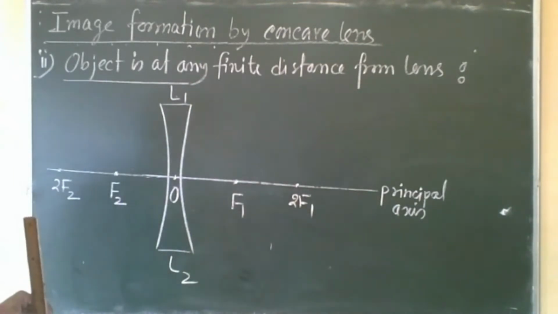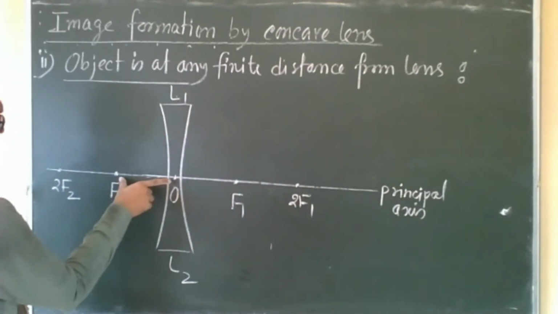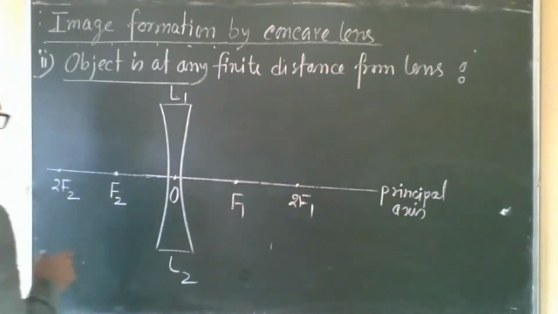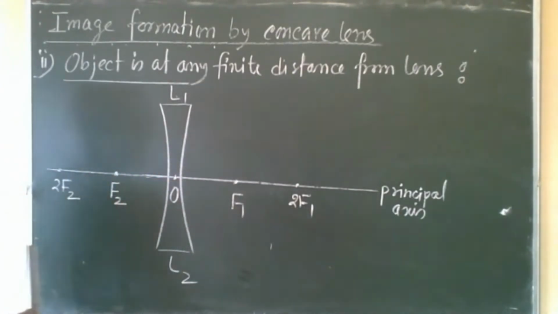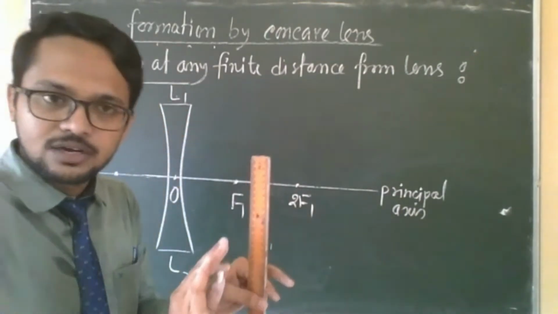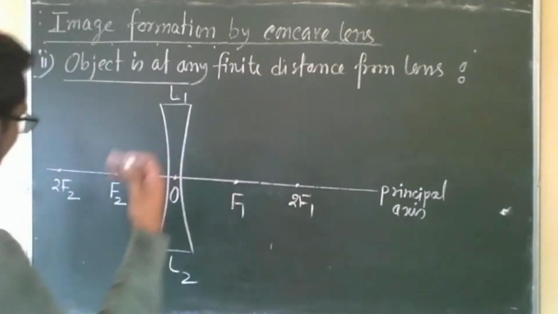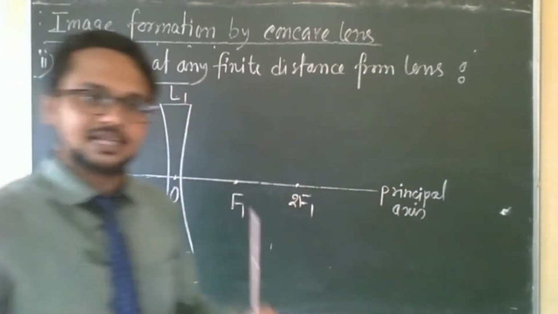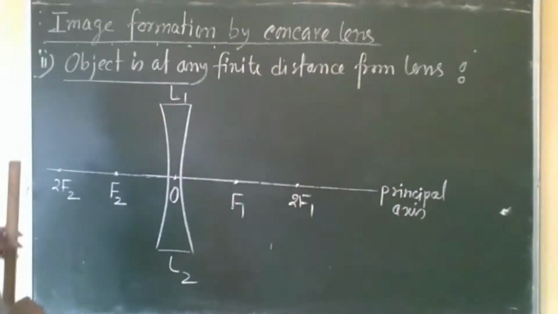Now you will tell where we will put the object, right? Whether we will put the object between the optical center and f2, or between f2 and 2f2, or beyond 2f2. Where? In this case, it will not matter where you are keeping the object. You can keep the object anywhere. You will get the same kind of image. Here it will not matter.